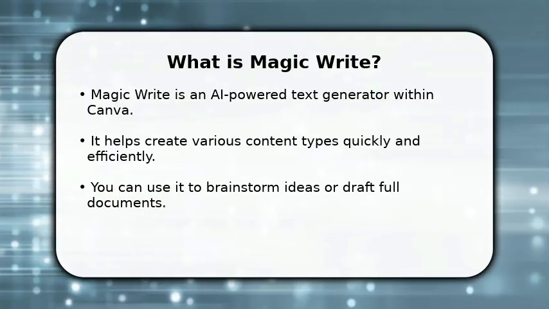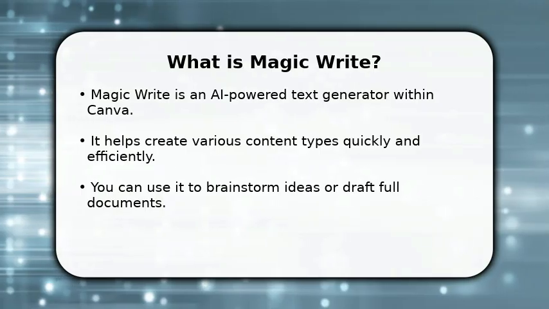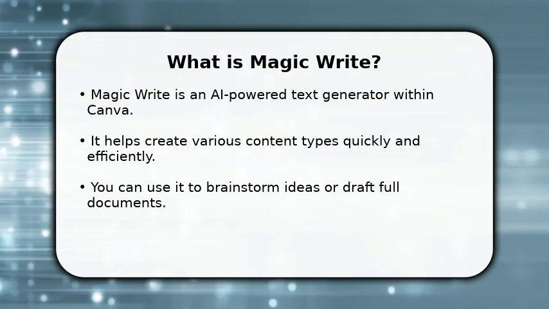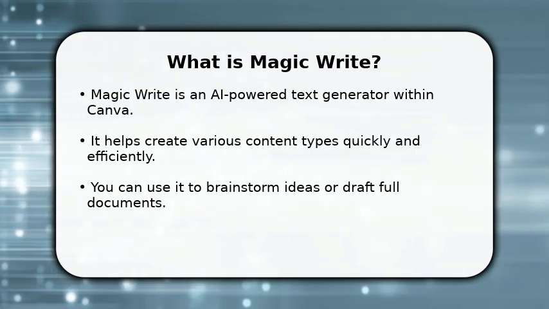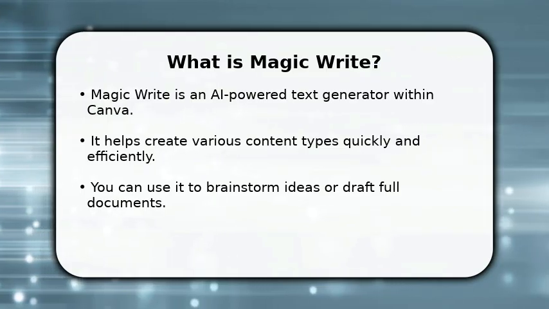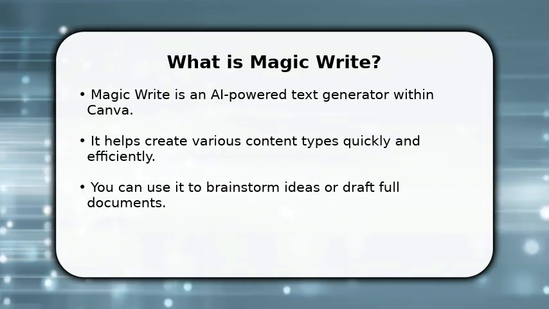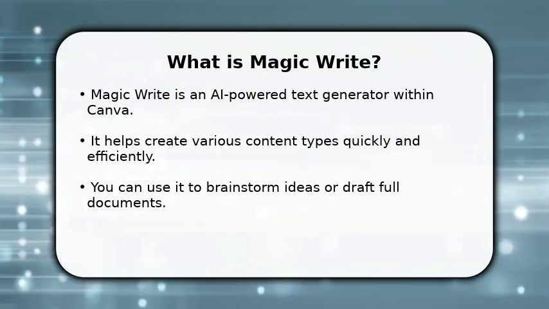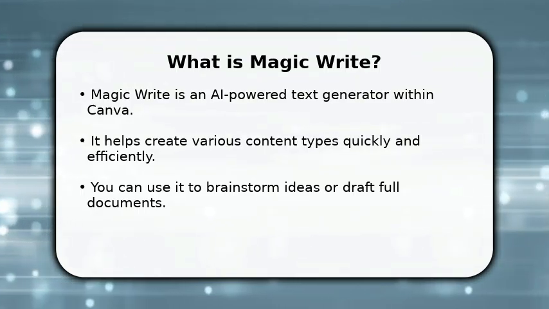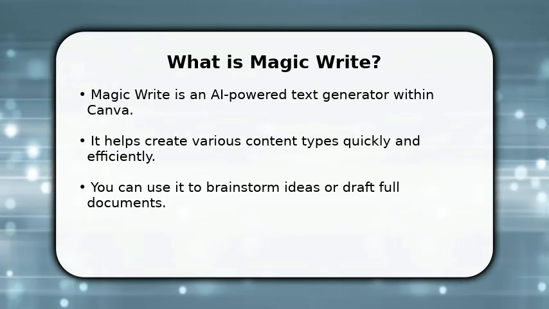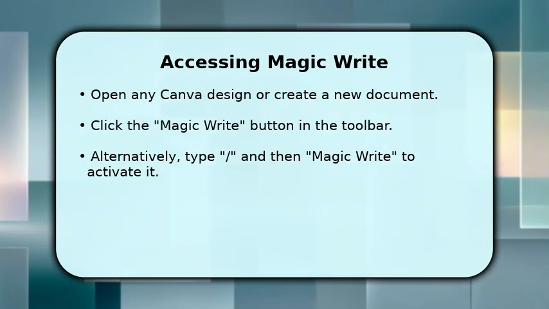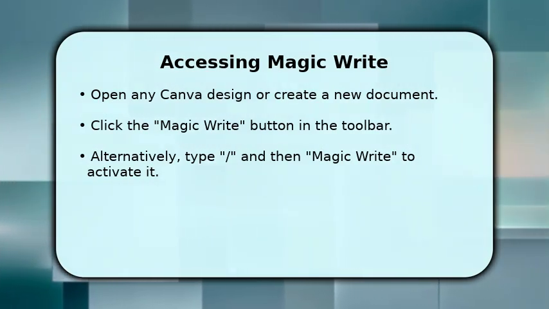In this video, I will explain how to use Canva Magic Write. First, understand that Magic Write is an AI-powered tool designed to help you generate text content directly within your Canva designs. It's perfect for quickly drafting ideas, writing social media posts, or even creating longer articles. This feature streamlines your content creation process, saving you valuable time and effort, making content creation much more accessible for everyone.